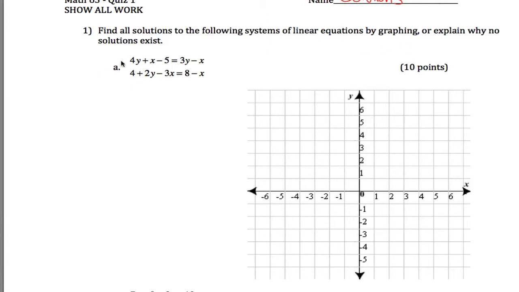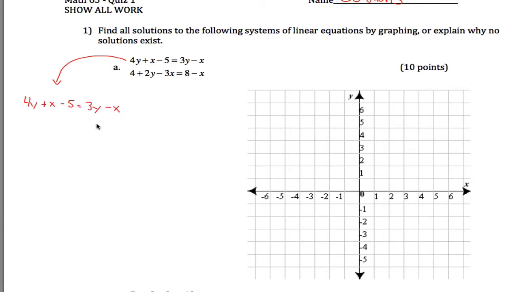So the way we'll do that is, we'll do this guy over here. We first want to solve for y. So I can solve for y by maybe subtracting 3y from both sides. And that gives me y plus x minus 5 equals negative x. Maybe I should show where that came from. Let's start from the start. Let's start with 4y plus x minus 5 equals 3y minus x.